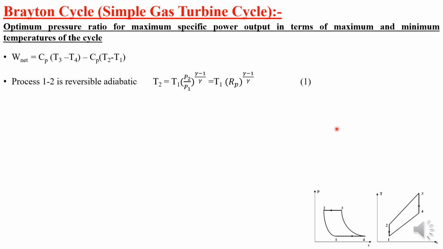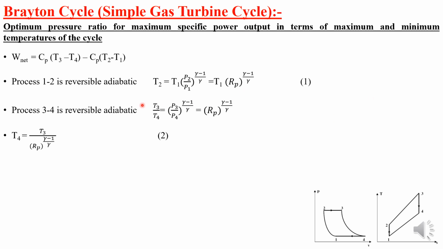Similarly for the 3 to 4 process, you have to get the expression of T4 in terms of Rp. T3 by T4 is nothing but P3 by P4 to the power gamma minus 1 by gamma. P3 is nothing but P2 and P4 is nothing but P1. So hence you get T3 by T4 equals Rp to the power gamma minus 1 by gamma. But now we have to get T4 in terms of Rp. So rearrange the terms, T4 bring this side, Rp bring this side. So what you will get, T4 is nothing but T3 divided by Rp to the power gamma minus 1 by gamma. Note down this equation as 2.